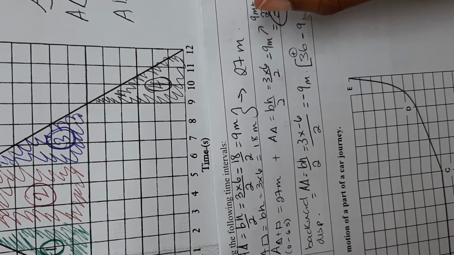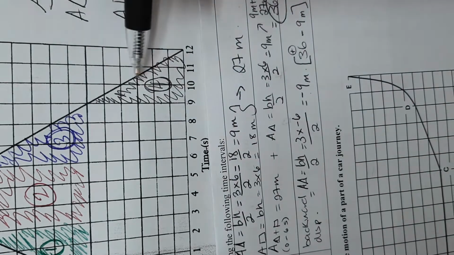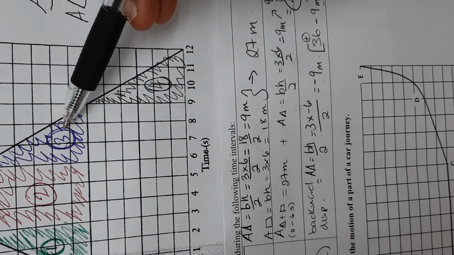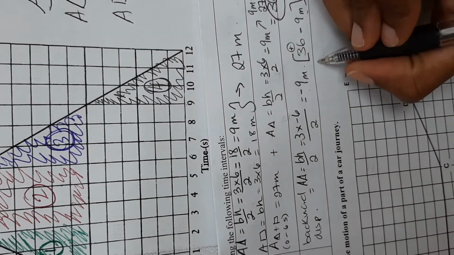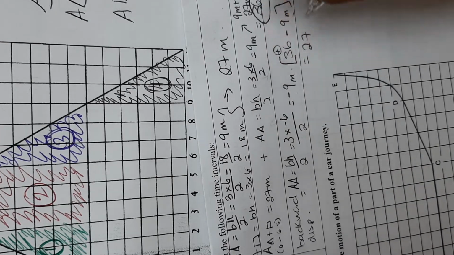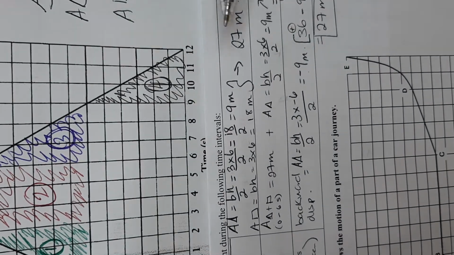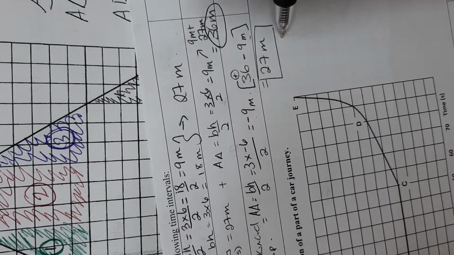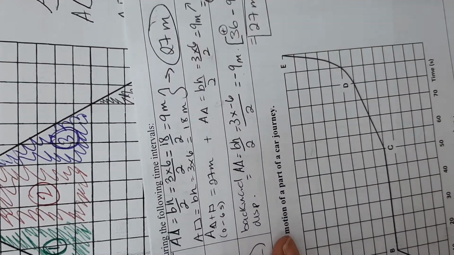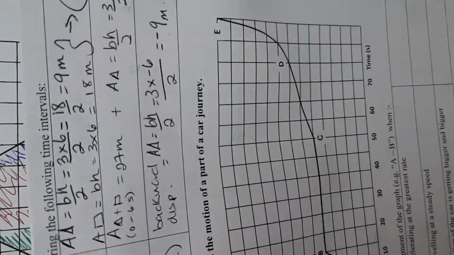Okay, I only put the negative here just to show that this is backward, but you're not going to carry that in there. Okay, we're going to subtract the forward from the backward, and that's going to give us 27 meters. So total displacement from the starting point would be 27 meters. Okay, 27, 36, 27. All right.